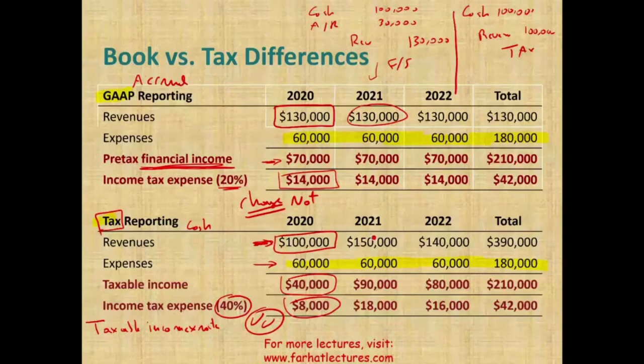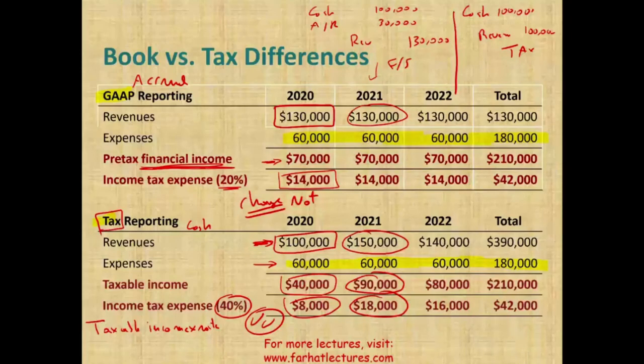Now in 2021, for tax purposes, we received more revenue. Notice in 2021, we have more revenue for tax purposes. It means the client paid us more in cash and less for GAAP. So as a result, our taxable income is $90,000 and our taxes are $18,000.